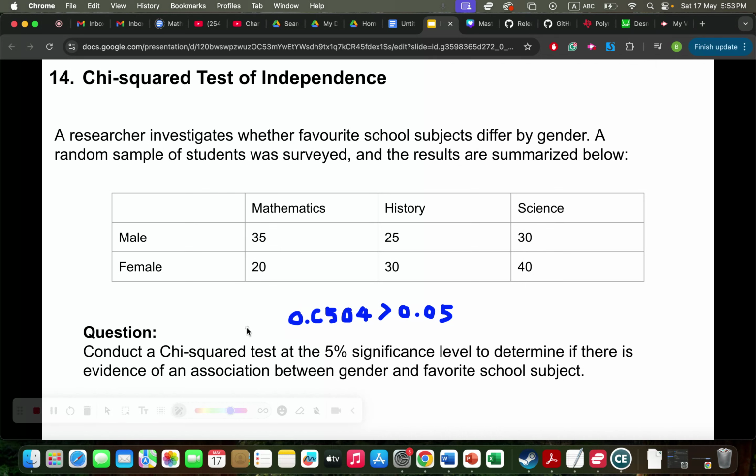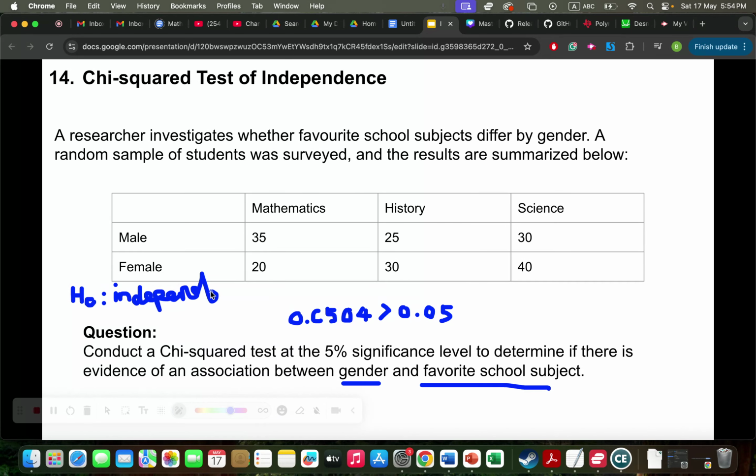Your null hypothesis when it comes to a chi-square test, which is H0, is that we always assume these 2 variables, gender and school subject, are independent. That's what we always assume when it comes to a chi-square test. So I'm just going to write independent. It's really hard to write with this pen, but you get the point.